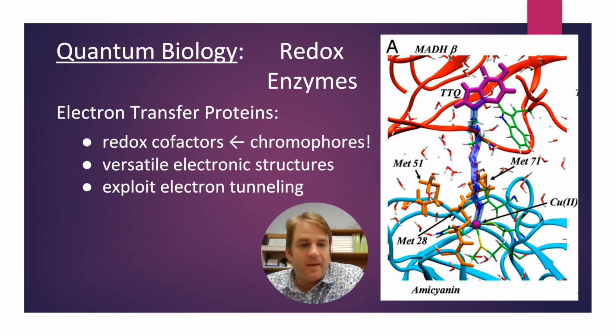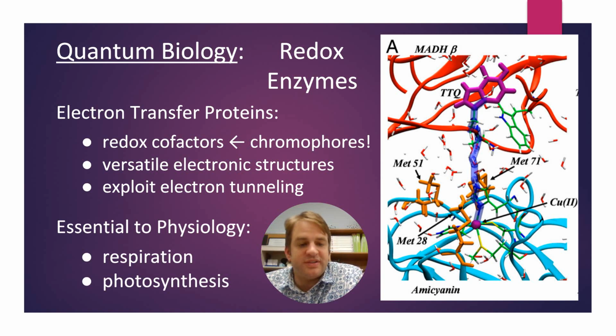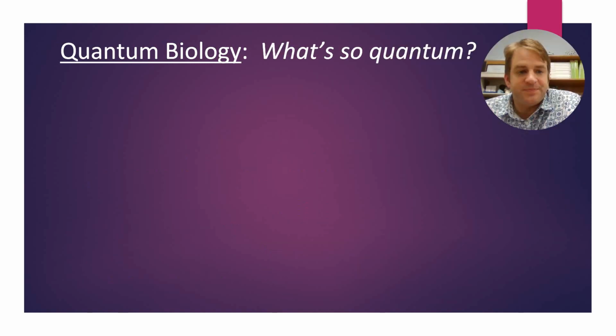These kinds of redox enzymes carry out electron transfer, and frequently, if not always, the redox enzymes involved in transferring electrons contain chromophores, because the same physics that make them good for transferring electrons make them good for exciting electrons and re-emitting light. They have versatile electronic structures, and they often exploit electronic tunneling. They're essential to physiology, and to key tasks such as respiration and photosynthesis.